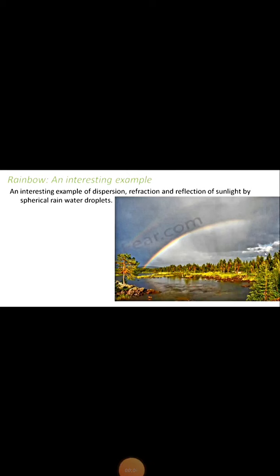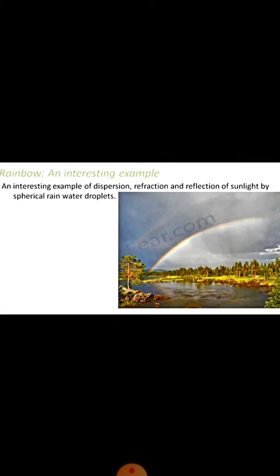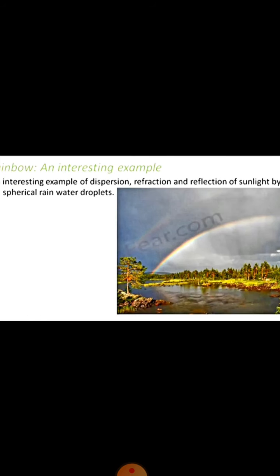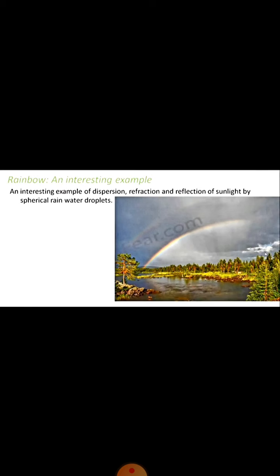Students, today let's look at an important example of refraction, that is the rainbow. It's an interesting example of dispersion, refraction and reflection of sunlight by spherical rainwater droplets. So it's an example of all the three phenomena which we have studied so far: reflection, refraction and dispersion. Let's try to see how and when a rainbow is formed.